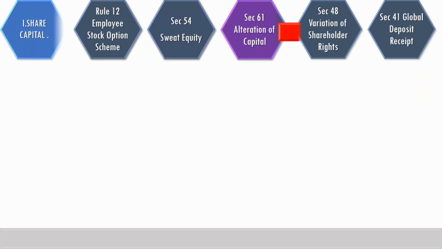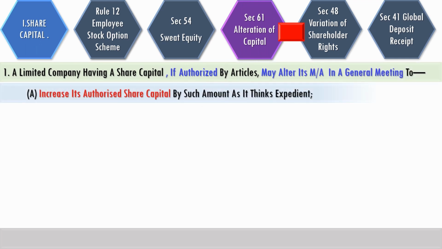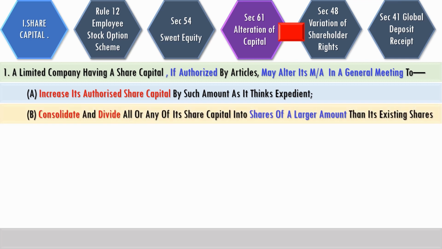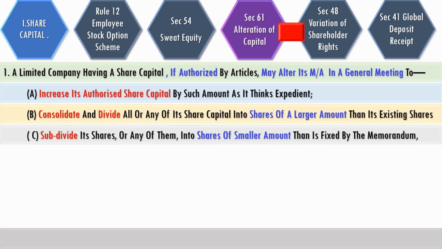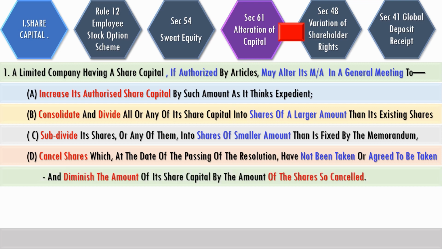Alteration under section 61 is permitted if authorized by the articles, by altering the memorandum of association in a general meeting. It involves increasing authorized capital, consolidating and dividing the shares into shares of a larger amount, subdividing the shares into shares of a smaller amount, or cancelling shares which have not been taken up and diminishing the amount of share capital by the amount of shares so cancelled.